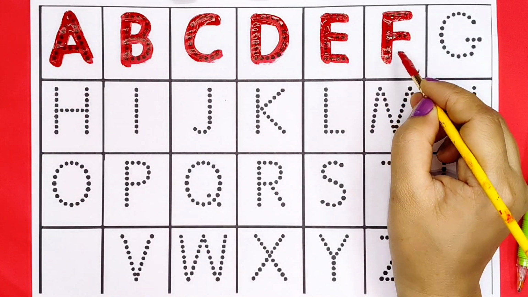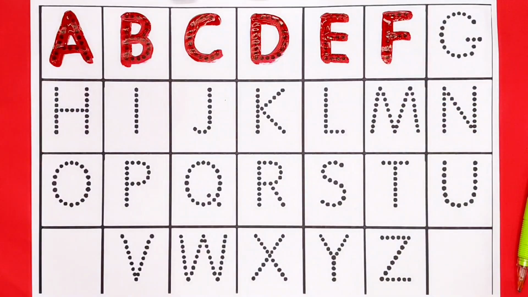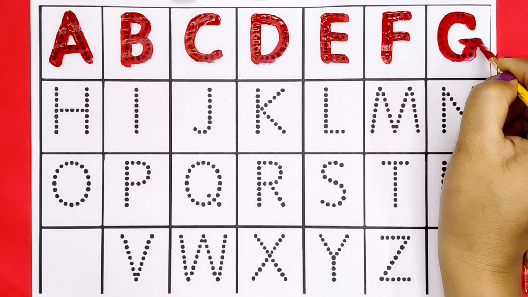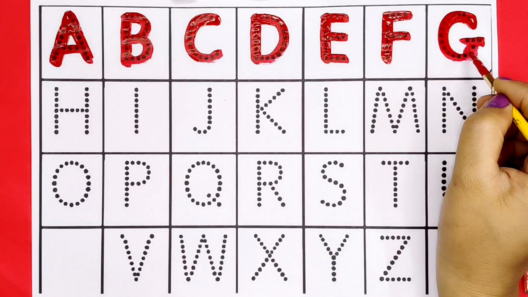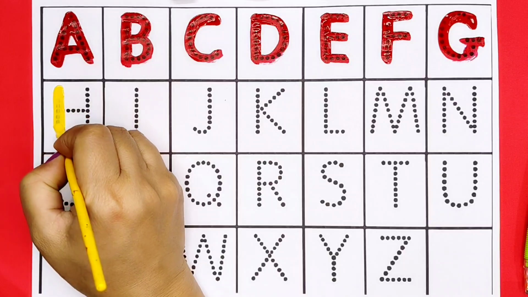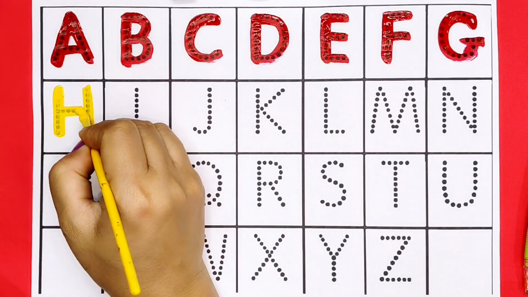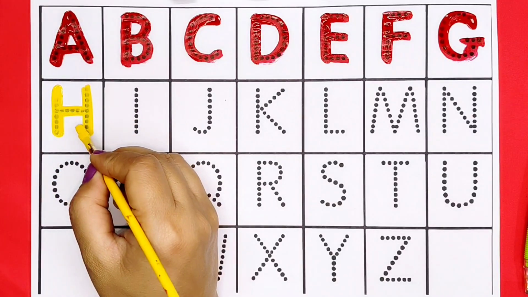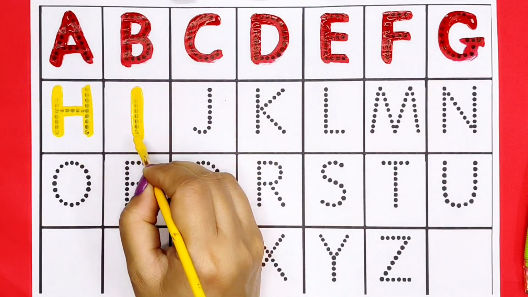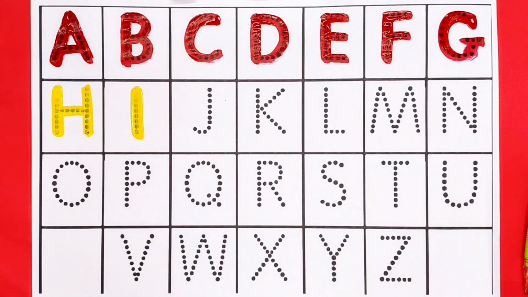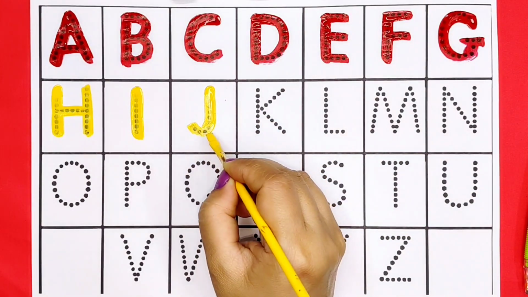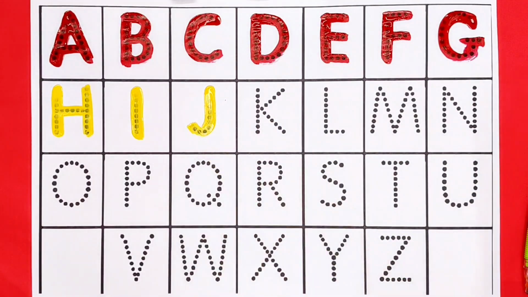F. F for frog. G. G for goat. Yellow color. H. H for hand. I for island. J. J for joker.